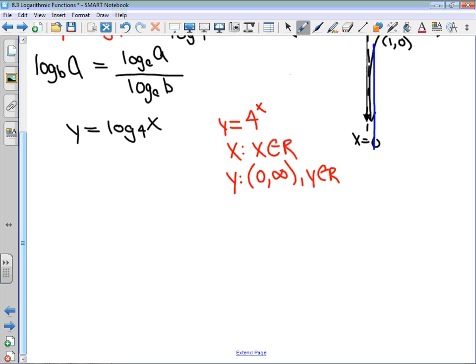Now, there's a caveat there. You can put an exponent on 0 and get 0. 0 to the power 4 is 0. But that's not what that question was saying.